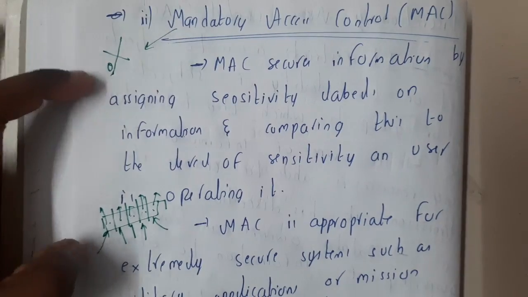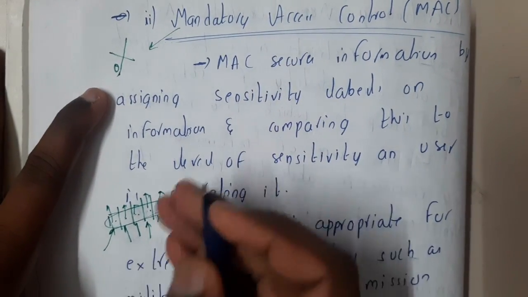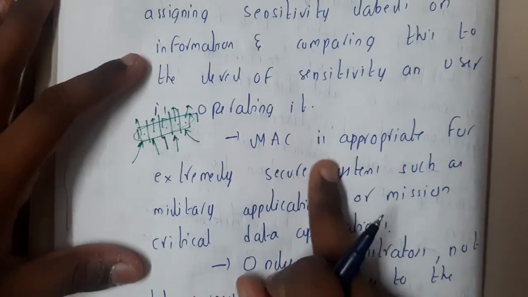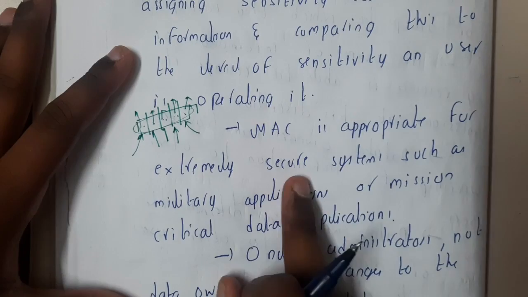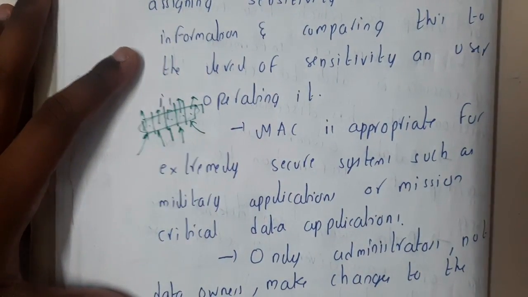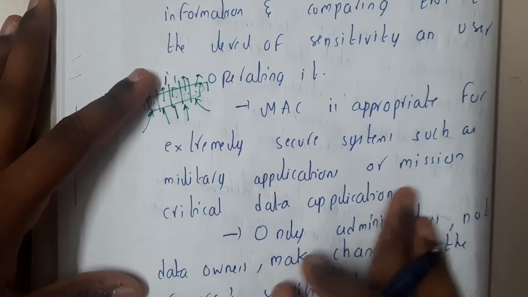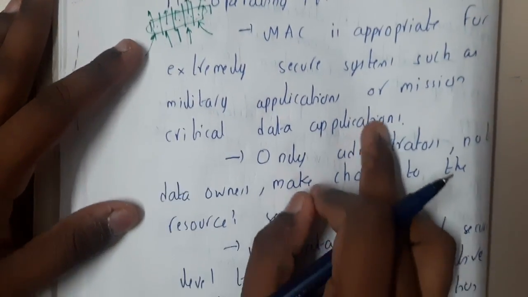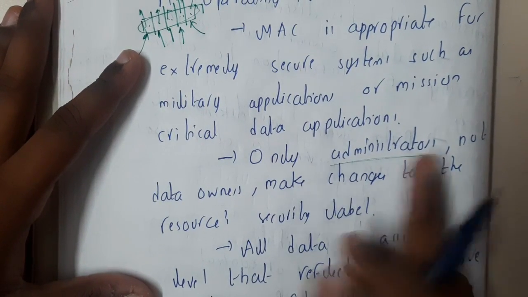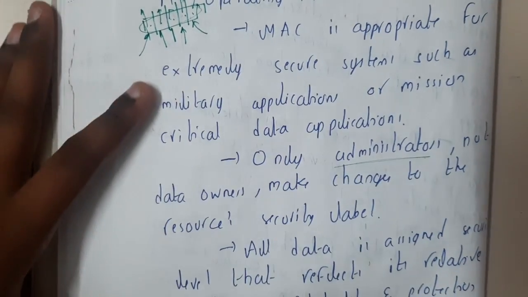So this concept is known as MAC, guys, and these position changes and everything will be done by the administrator. Yes, MAC is used for extremely secure systems. Here we are dividing into multiple segments, which is a bit complex, right? Yes, because our data is that important, such as military applications or mission critical data applications. So who has the permission? The administrator. Only the administrator, not even the data owner, can make changes to the resources or even these access permissions.